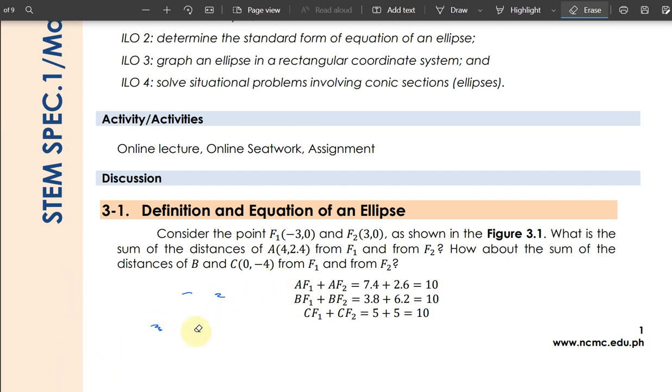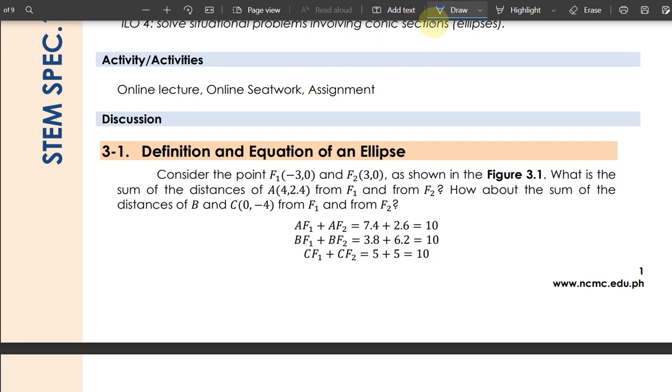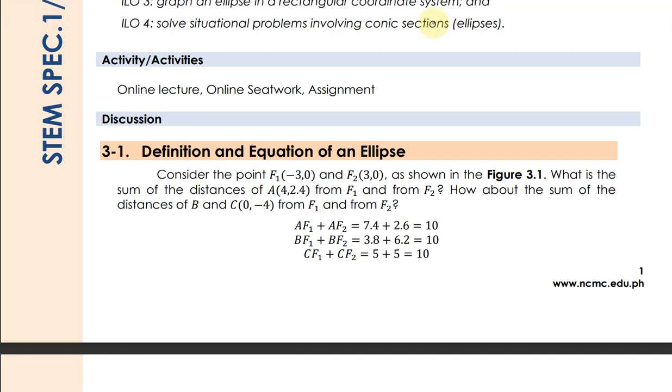Okay, let me erase this first. Let us start with the formal discussion. Part 1 will be about the definition and the standard equation of an ellipse. Consider the points F1 located at negative 3, 0 and F2 located at positive 3, 0, which is shown in the figure below.